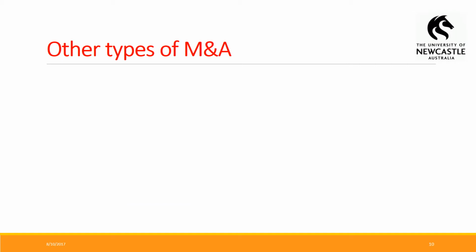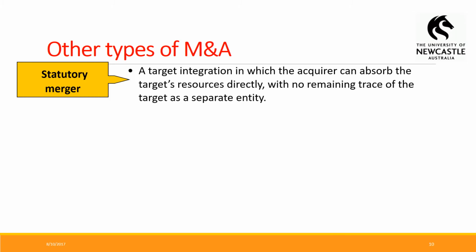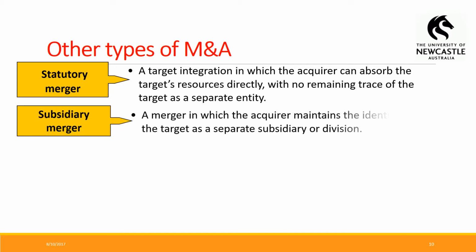If we define M&As in terms of the outcome of the transaction, then we have the following categories. We have a statutory merger. This is when an acquiring company buys a target company, and after that the target ceases to exist, right? There is no remaining trace of the target as a separate entity after the merger. We have a subsidiary merger. This is when after the merger, the target is run as a subsidiary of the acquirer.